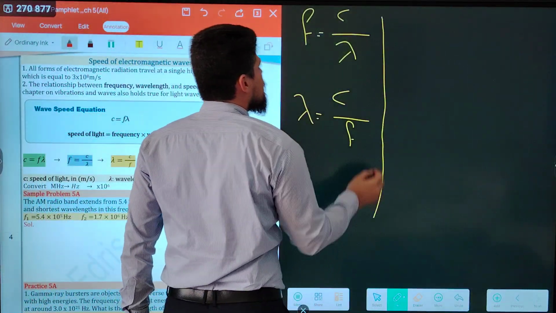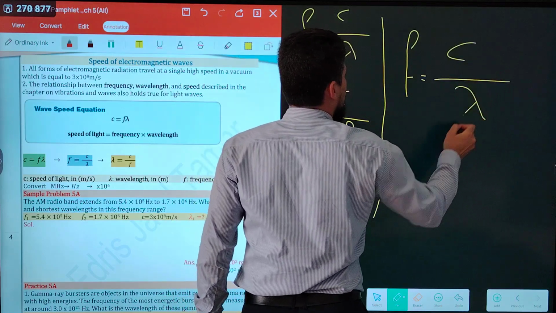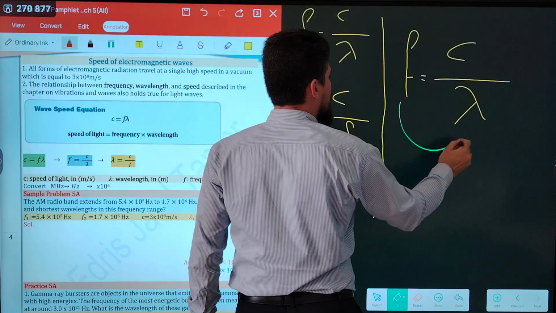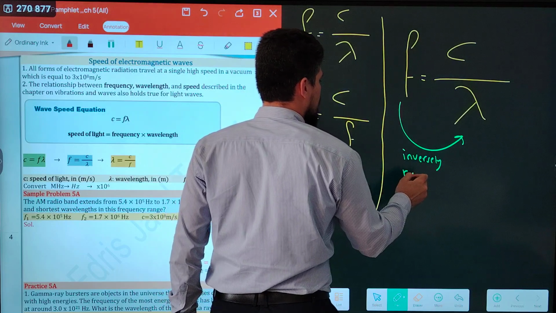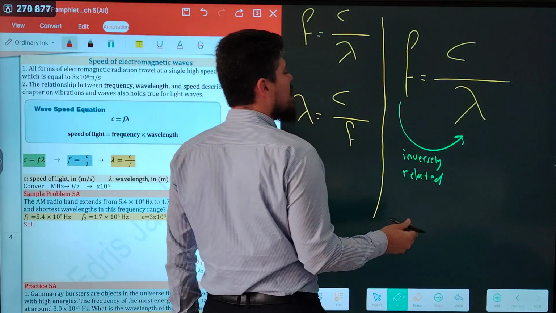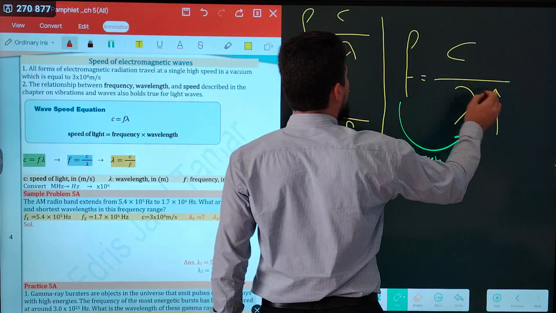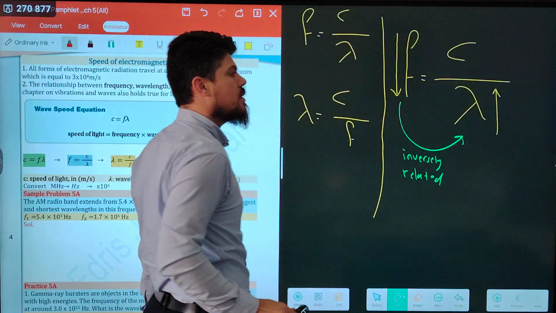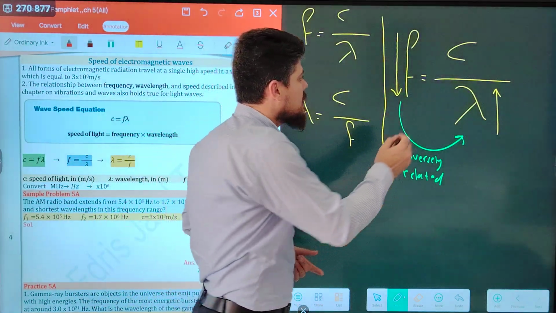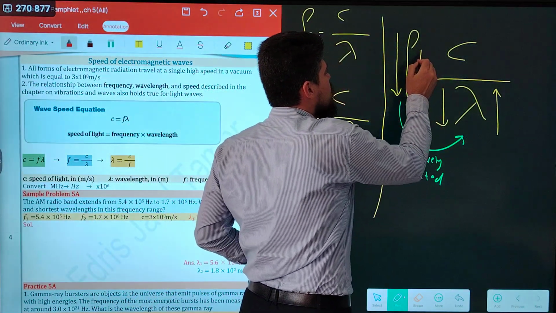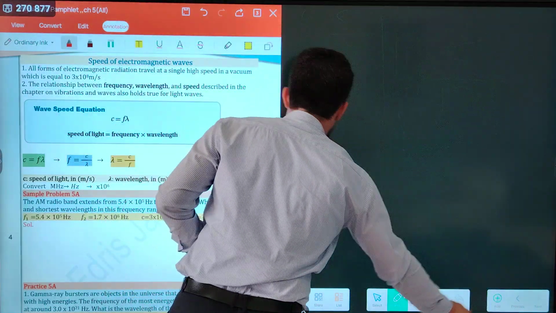Because C is constant, what is the relation between frequency and wavelength? Inversely related. What do you mean by inversely related? For example, if the wave has the longest wavelength, it has the lowest frequency. More wavelength has less frequency, but less wavelength has more frequency. Frequency and wavelength are inversely proportional.